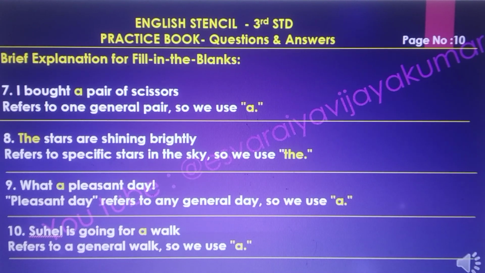7. I bought a pair of scissors. This refers to one general pair, so we use a. The stars are shining brightly. This refers to specific stars in the sky, so we use the. What a pleasant day. Pleasant day refers to a general day, so we use a. Sunil is going for a walk. This refers to a general walk, so we use a.